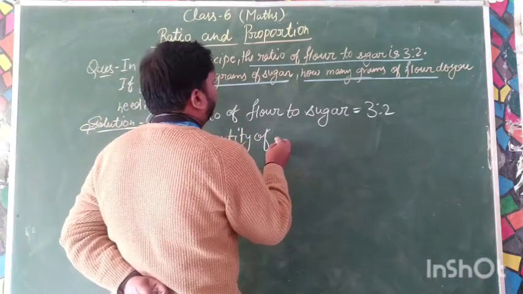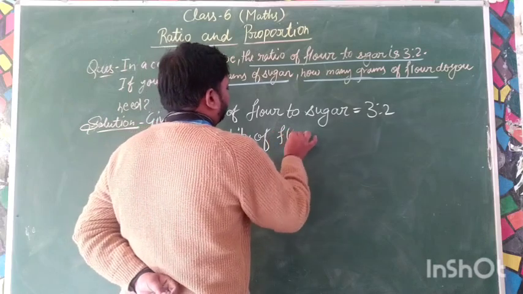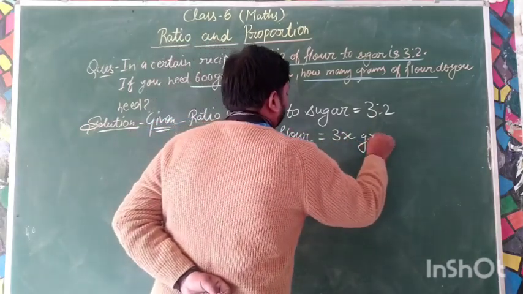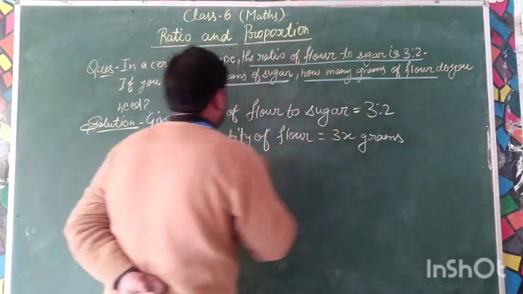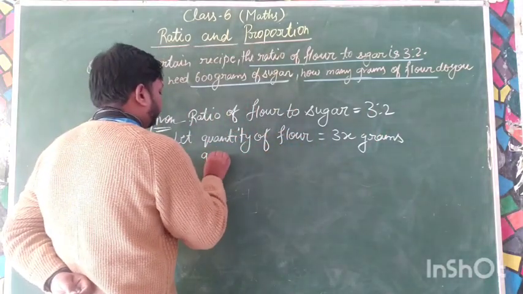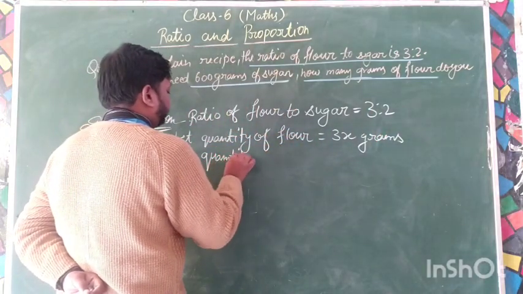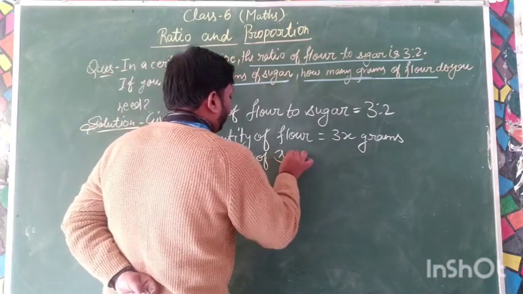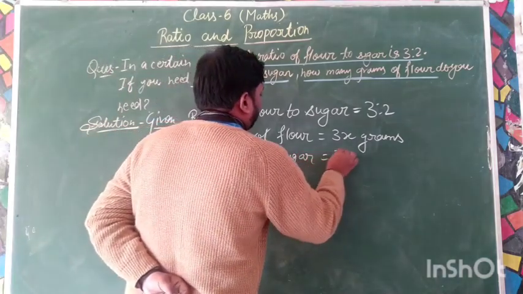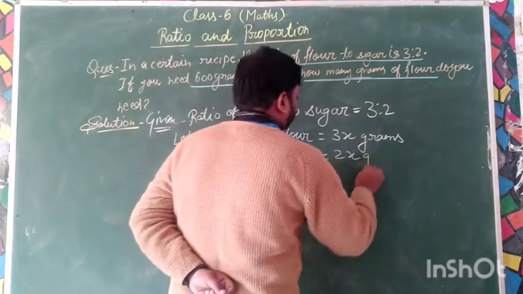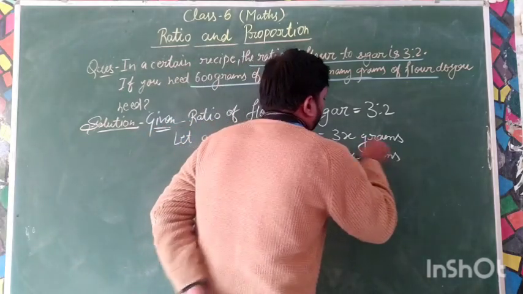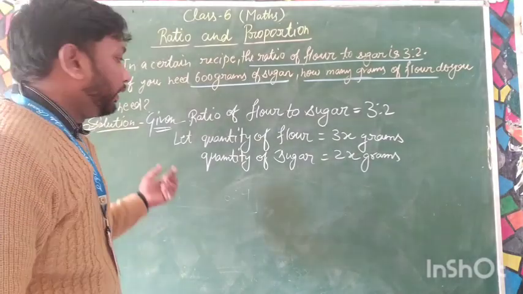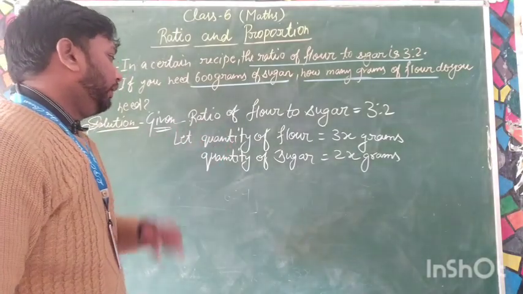Let quantity of flour is equal to 3x grams and quantity of sugar is 2x grams. We have assumed that the quantity of sugar is this and the quantity of flour is this.